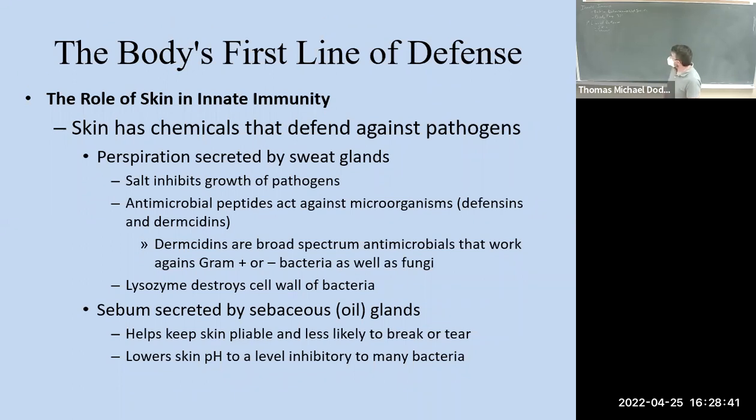Other things that the skin has are perspiration. And what does perspiration do? Well, salt is not good for bacterial growth. Why? Because of osmosis, and we can have water drawn out, right? Antimicrobial properties. So there's actually things that we produce. Lysozyme. Sebum is an oil that protects our skin, keeps it from cracking and creating holes into it.